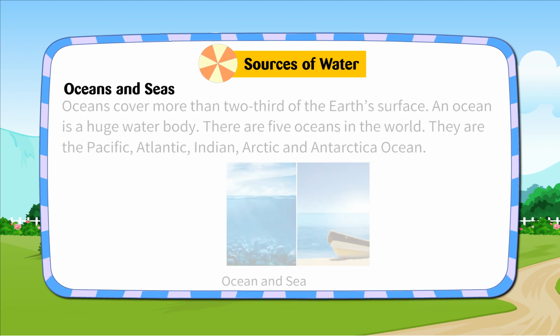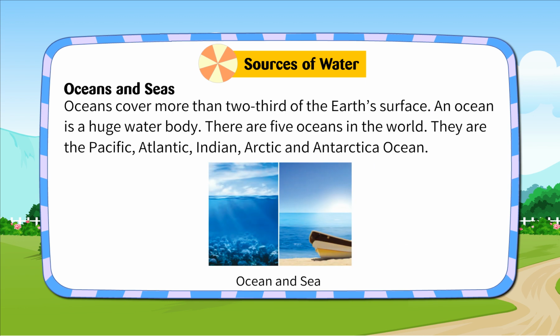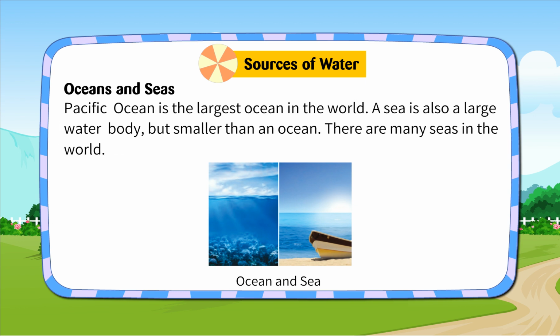Oceans and seas. Oceans cover more than 2/3 of the Earth's surface. An ocean is a huge water body. There are 5 oceans in the world. They are the Pacific, Atlantic, Indian, Arctic, and Antarctica Ocean. Pacific Ocean is the largest ocean in the world. A sea is also a large water body, but smaller than an ocean. There are many seas in the world.